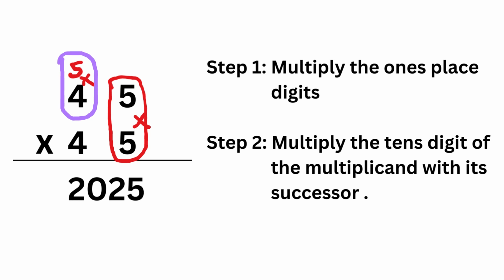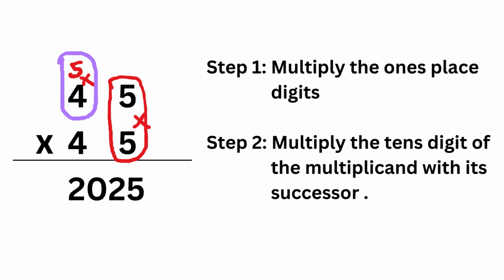Step 2. Multiply the tens digit of the multiplicand with its successor, which means that we have to multiply the 4 with 5 because 5 is the successor of 4. So the answer will be 20. This is the second part of the answer.